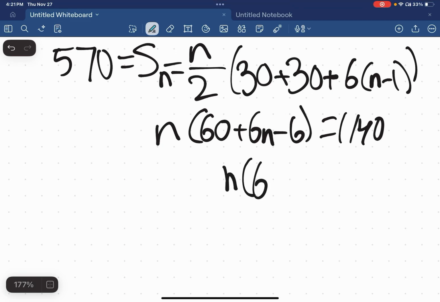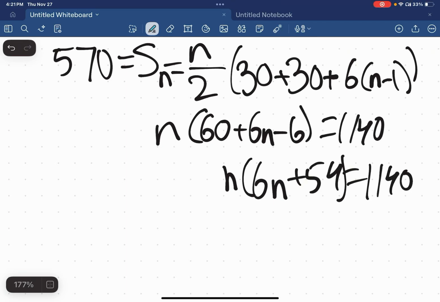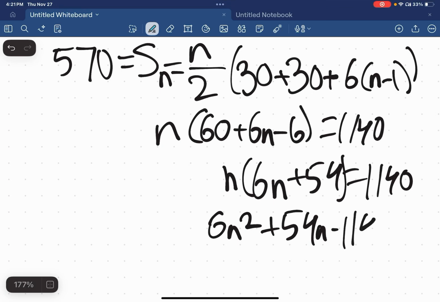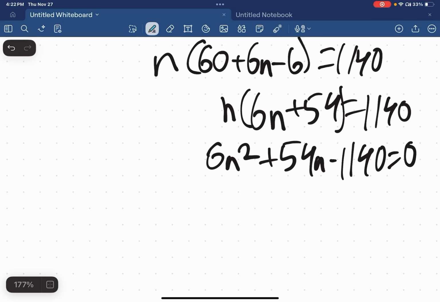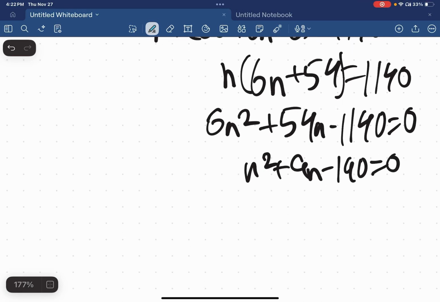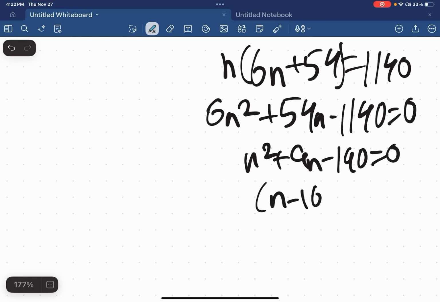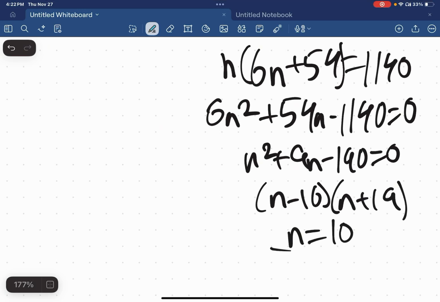n times 6n plus 54 is equal to 1140. 6n squared plus 54n minus 1140 is equal to 0. We can divide each side by 6 in order to get n squared plus 9n minus 190 is equal to 0. Factoring it out, we get n minus 10, n plus 19. Since we can't have negative rows, we know that n is going to be equal to 10.